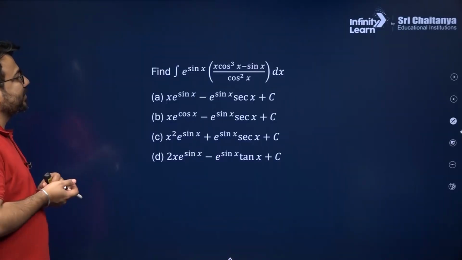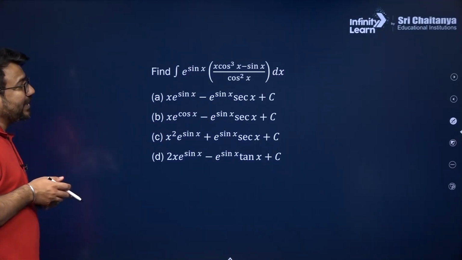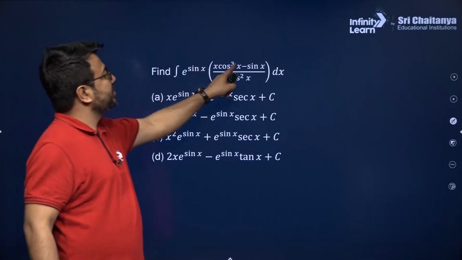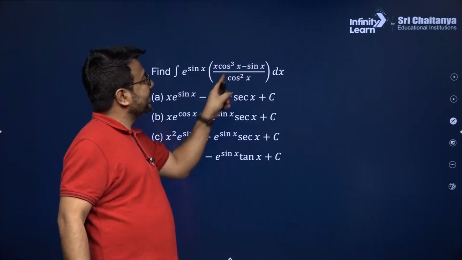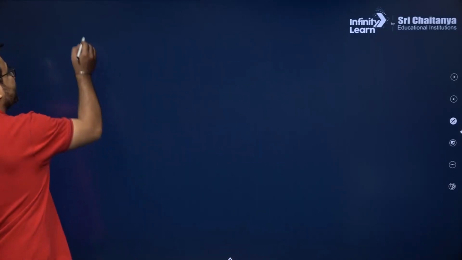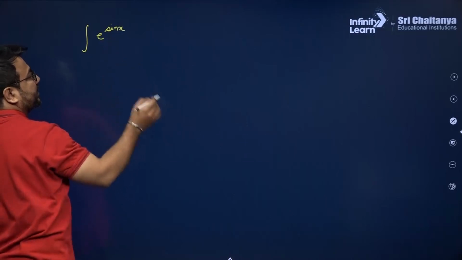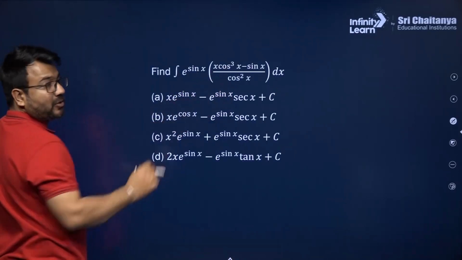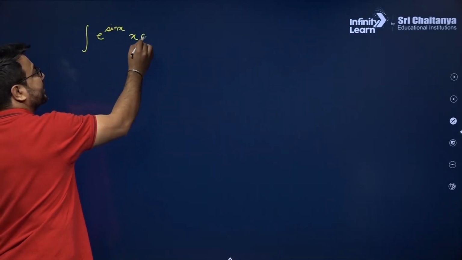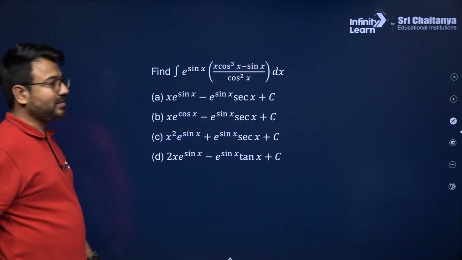Moving ahead to the next question. Here we have a question from integration. e raised to the power sin x, x into cos cube upon cos square minus sin x upon cos square. And how will I be able to integrate this? So basically we have e raised to the power sin x. Then we have x cos cube upon cos square, so we'll be left with x times cos x dx. Okay, I'm separating out the terms now.